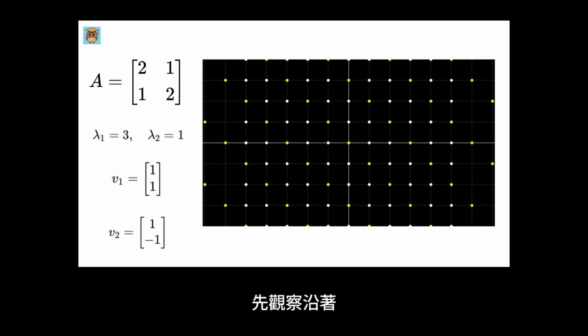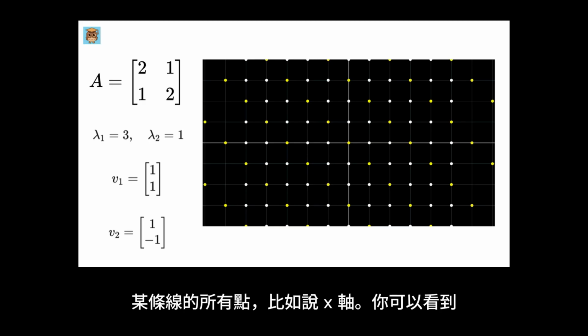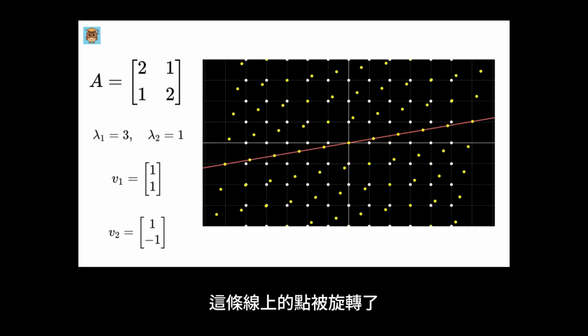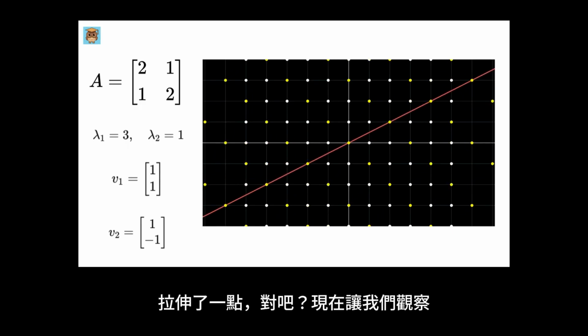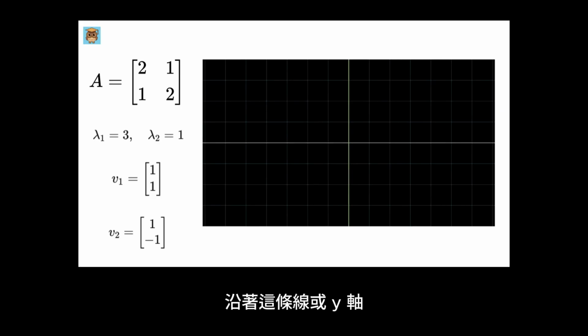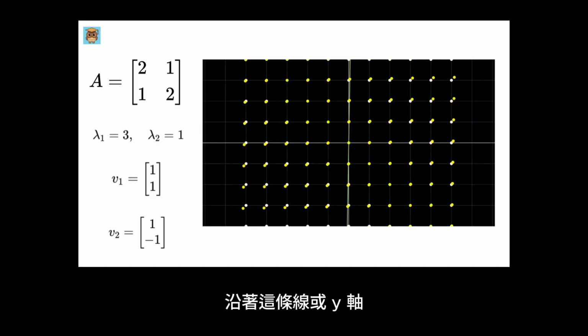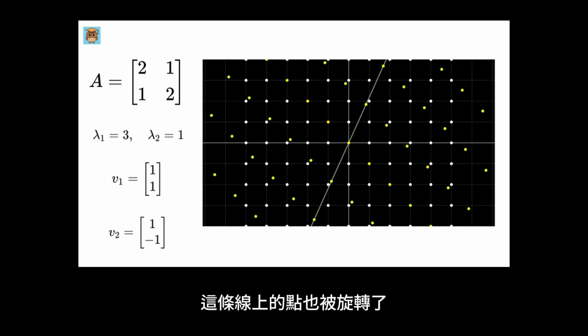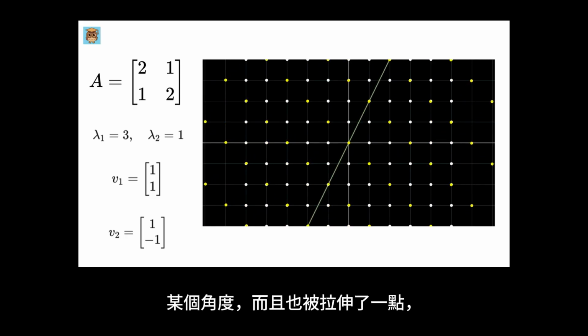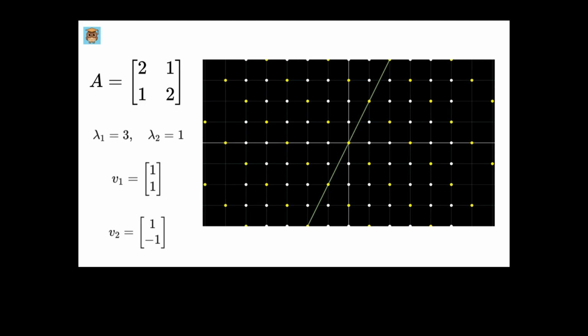Let us first observe all the points along some line, say x-axis. You can see that the points along this line are rotated by some angle, and also it got a bit stretched, right? Now let us observe all the points along this line, or y-axis, where you can see that the points along this line are also rotated by some angle, and they also got a bit stretched, right?